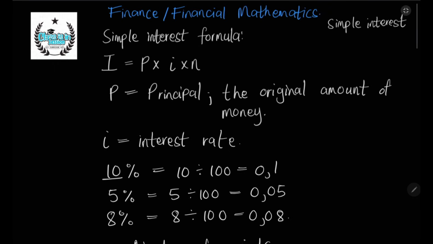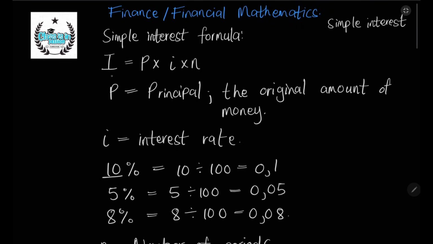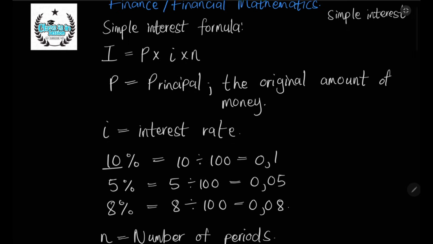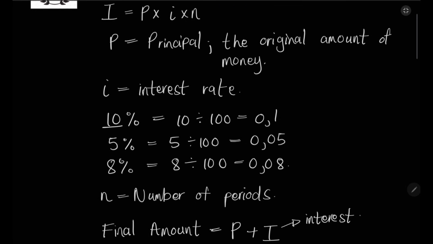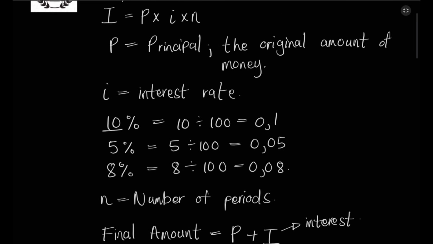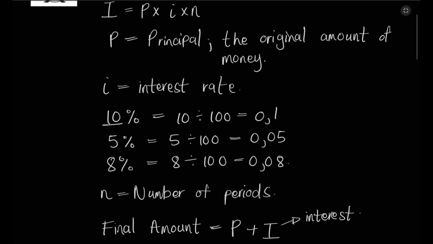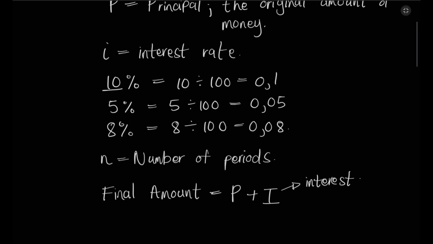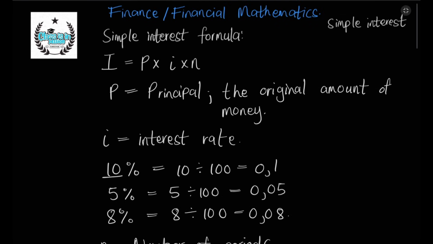So please copy this in your notebook. The simple interest formula: I is equal to P times I times N, where P is your principal amount or the original amount of money. Your I is your interest rate, which should be written as a decimal. Your N is your number of periods or how long the money will be invested, usually in years. And then we have the final amount, which is P, your principal amount, plus interest, the one that you've calculated there.